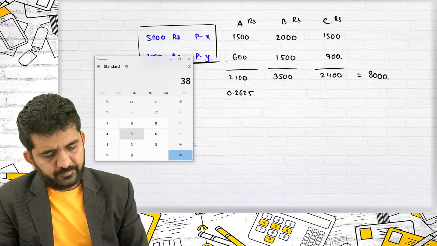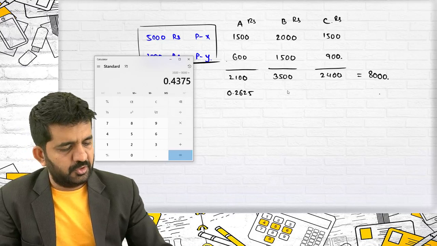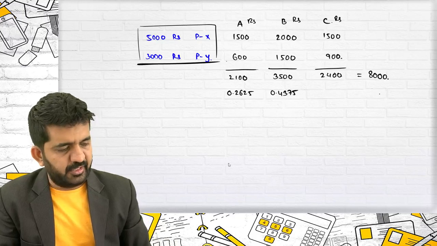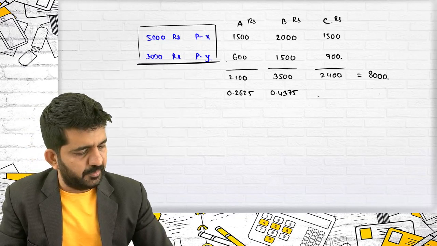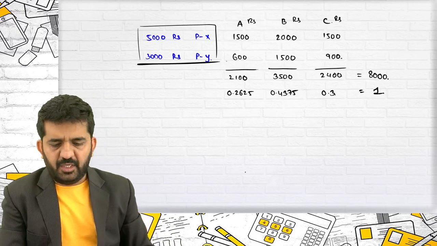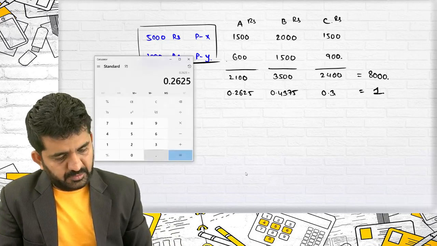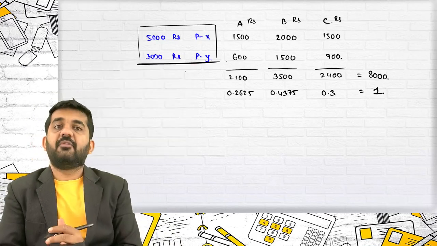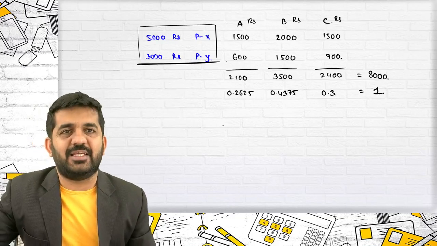3,500 divided by 8,000 is 0.4375. And 2,400 divided by 8,000 is 0.3. And the answer should be 1. The total weight should be 1. Let me verify whether it is 1: 0.2625 plus 0.4375 plus 0.3. Yes, the total answer will be 1. So, these are the weights of security A, B, and C respectively.